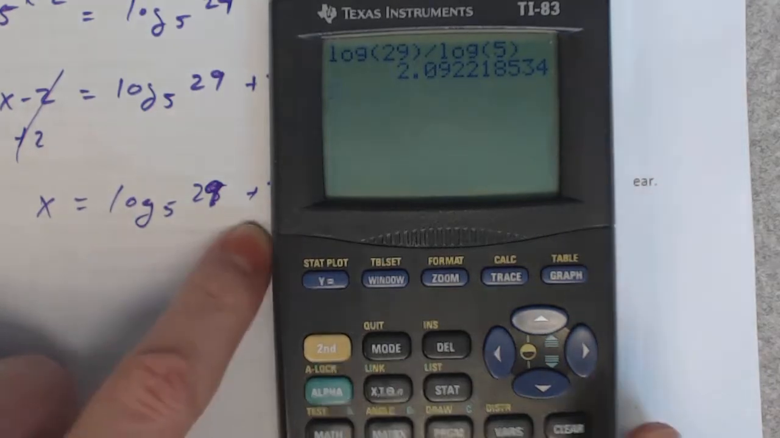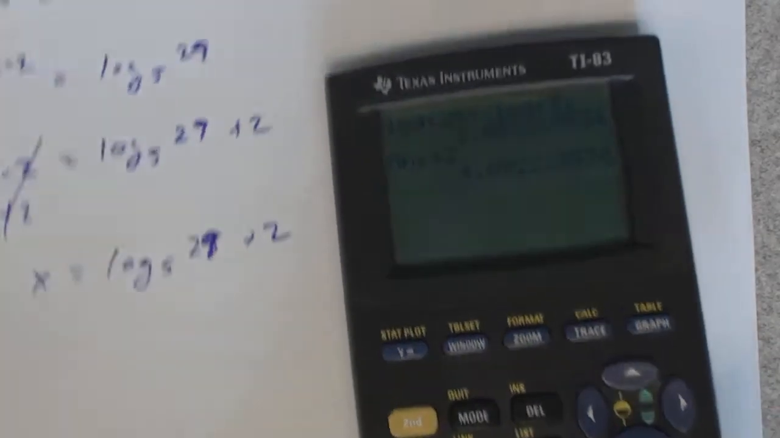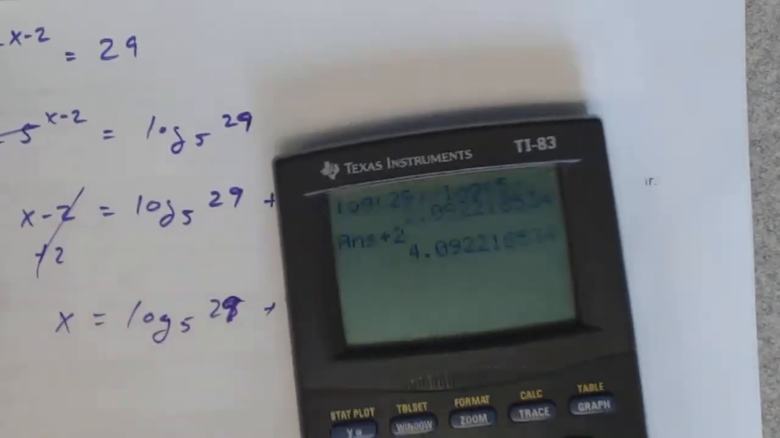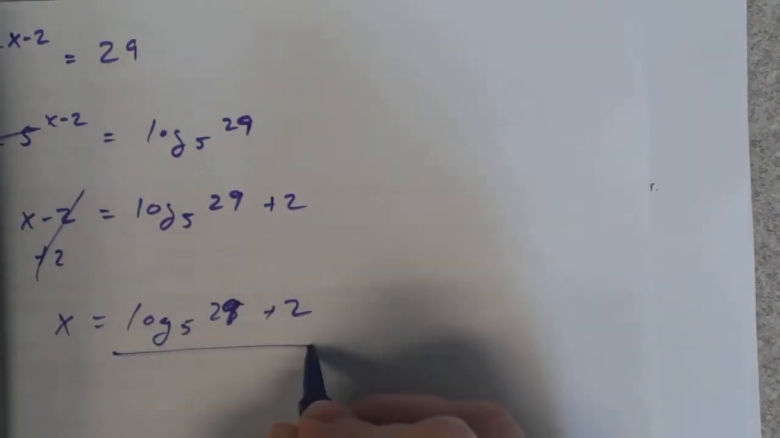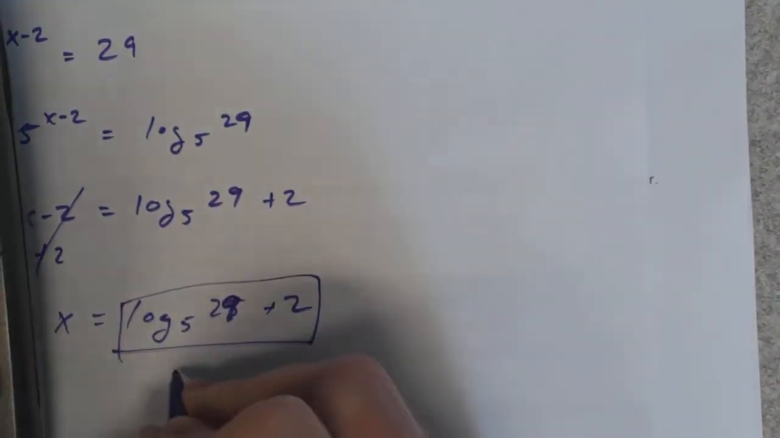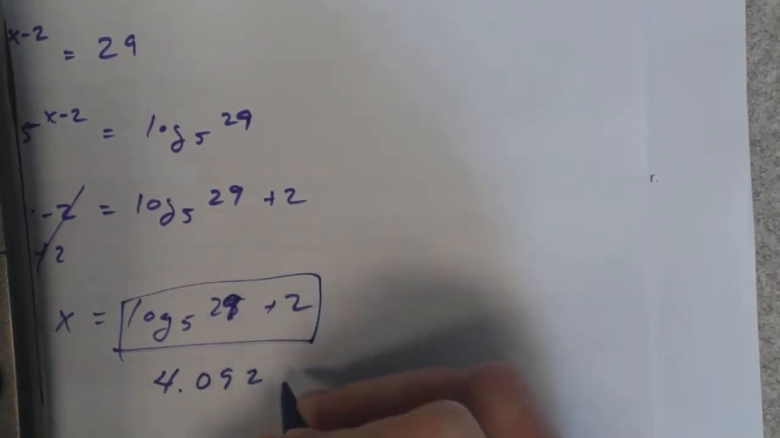2.0922. And then we're going to add 2 to that, plus 2. So 4.0922. It just says solve for x on the question. So if it wants to, you probably want to round. This is the exact answer. So we're calling it the exact answer. The decimal approximation would be 4.0922.